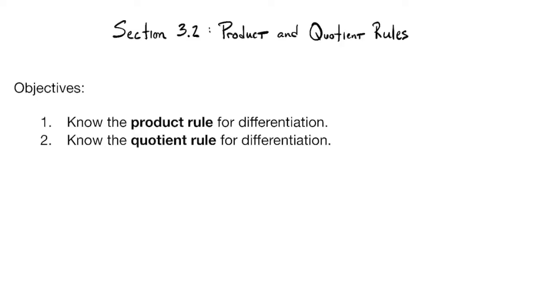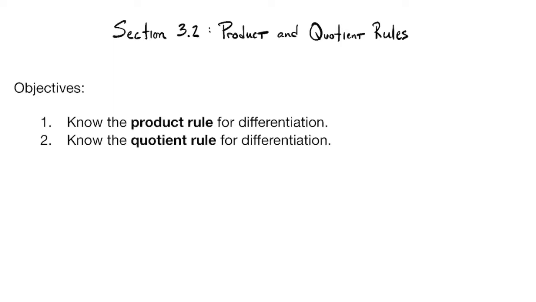In this video lecture, we're going to take a look at the section 3.2 material on the product and quotient rules. So you can see that the two objectives of the video lecture are written there. We want to know the product rule for differentiation. We want to know the quotient rule for differentiation. Maybe you recall product is just a synonym for multiplying, and quotient is a synonym for dividing.